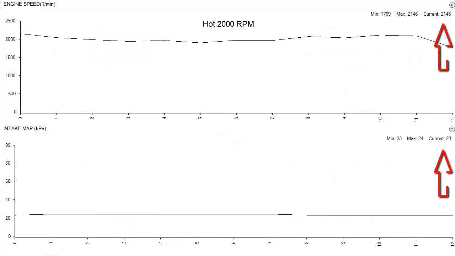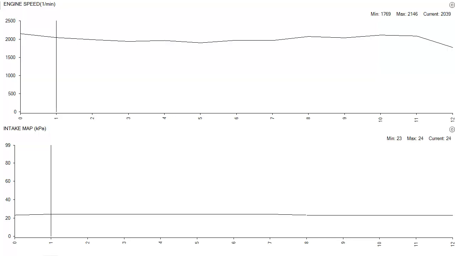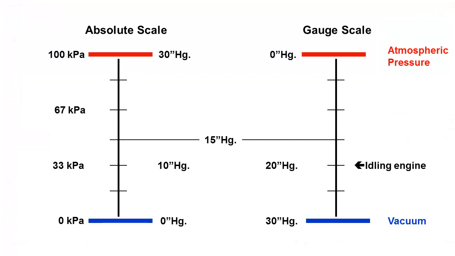MAP decreases or vacuum increases on this hot engine at 2000 RPM. This is a healthy sign. 23 kilopascals equates to 23.2 inches of mercury on the gauge scale. This is the MAP reading on the vacuum chart.